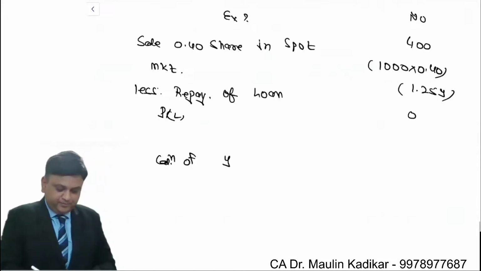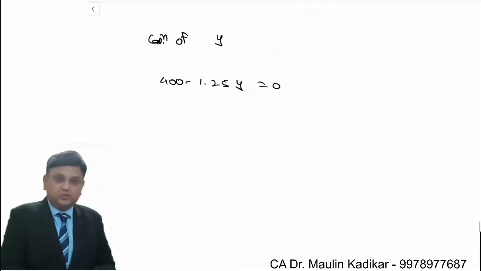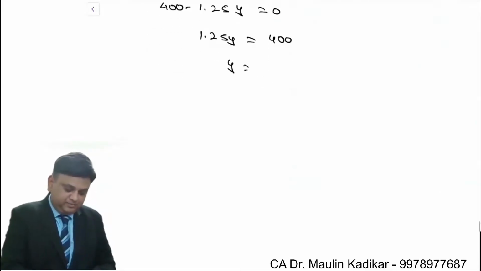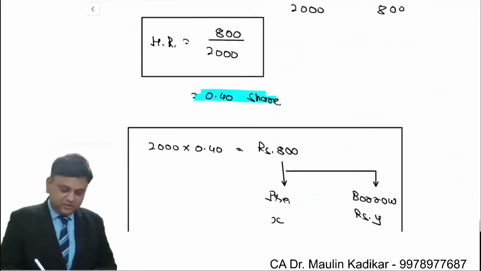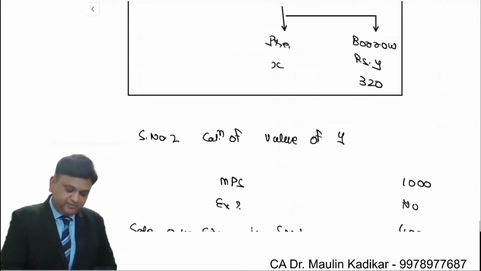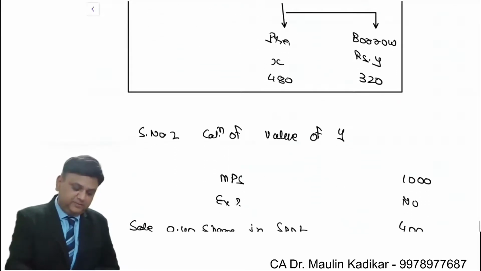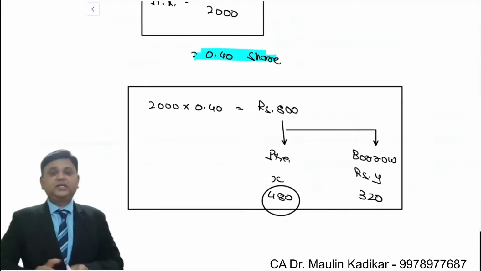Now, calculation of Y. 400 minus 1.25Y is equal to 0. So 1.25Y is equal to 400. Y is equal to 400 divided by 1.25. That comes to rupees 320. So step number 2 is calculation of Y, that is 320. And step number 3, calculation of X. And what is the premium amount? The premium amount is 480. That is the way the premium amount is calculated as a balancing figure, that is 480.